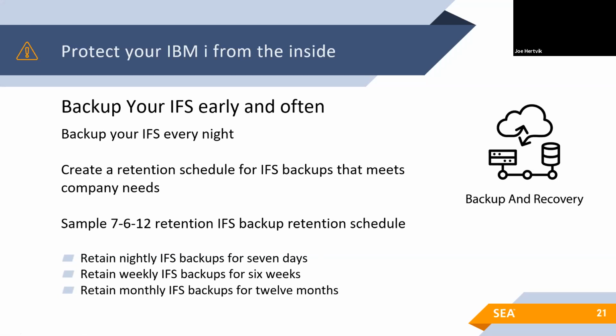And one of those backups may be a full system backup. Then the weekly backups I may keep for 6 weeks, so that I could go back within the last month and restore files if something went wrong. And my monthly backups I might keep for 12 months. So, if something really goes wrong and I have to go back up to a year, then I could do it. So that'd be my 7-6-12 retention schedule for IFS backups.